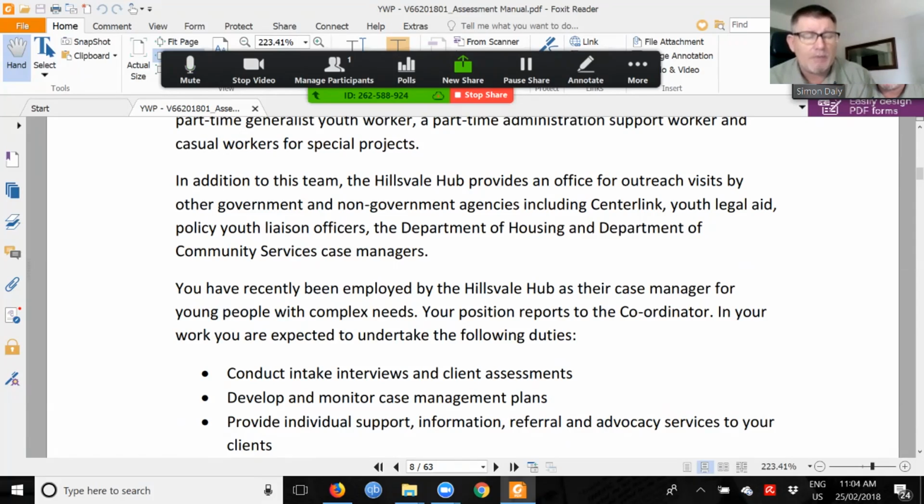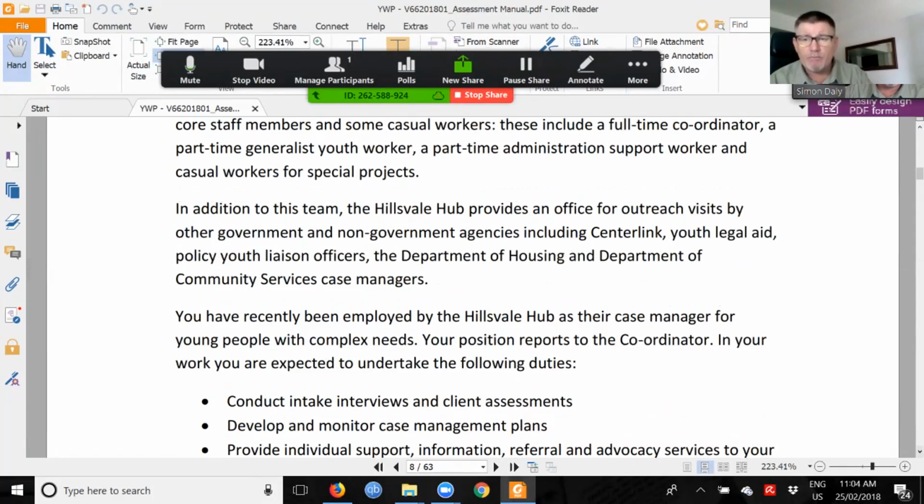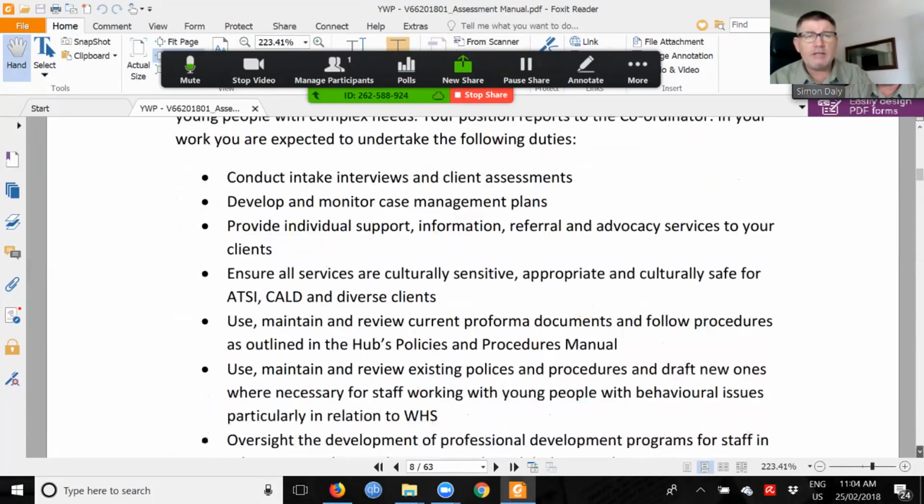So this is called hot desking as well, by the way, as a reference point. You have recently been employed by the Hillsvale Hub as their case manager for young people with complex needs. Your position reports to the case coordinator, and in your role you're expected to undertake the following duties: conducting intake interviews, client assessments, develop, monitor case plans, provide individual support, information referral, advocacy services to your clients, ensure all services are culturally sensitive, appropriate, and culturally safe for Aboriginal and Torres Strait Islander community, culturally and linguistically diverse clients.